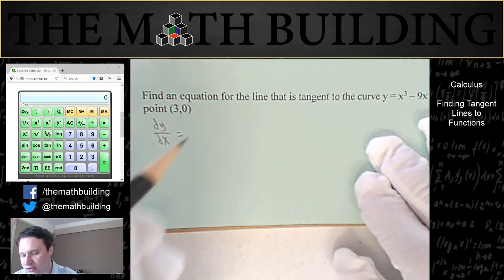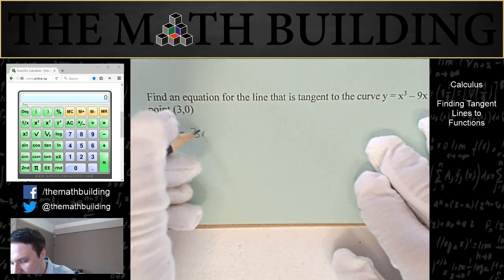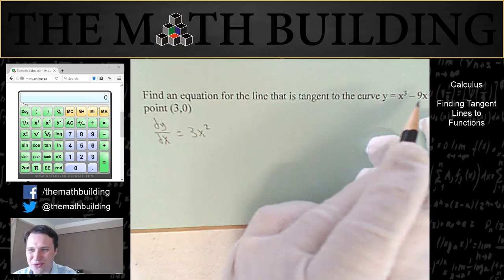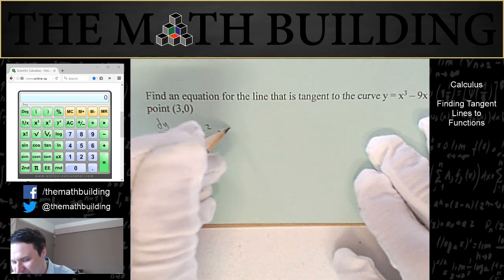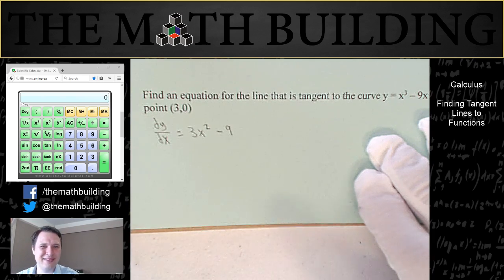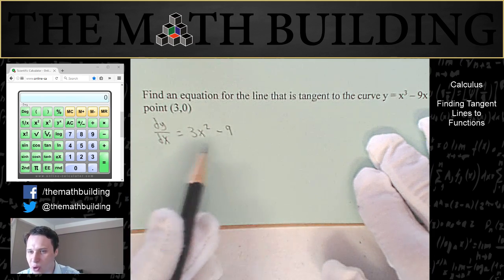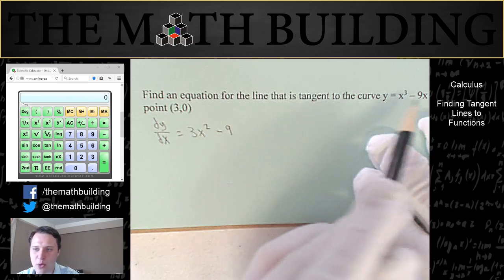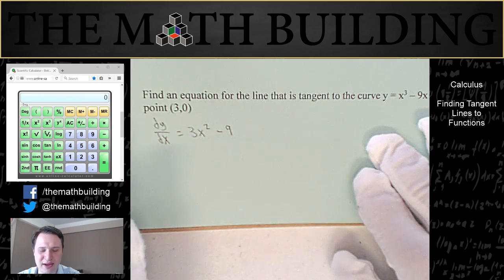The derivative of x to the 3 is just 3x squared. And the derivative of 9x is just negative 9. See how easy that was? So this is the slope of the graph at every single point of x to the 3 minus 9x.